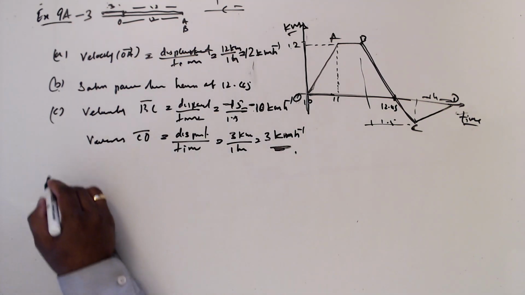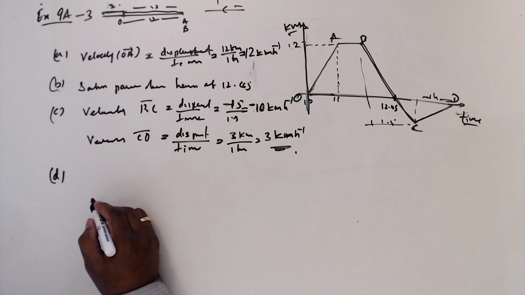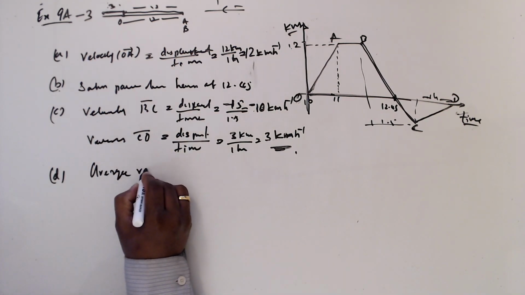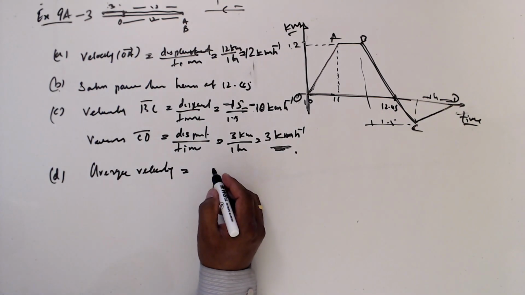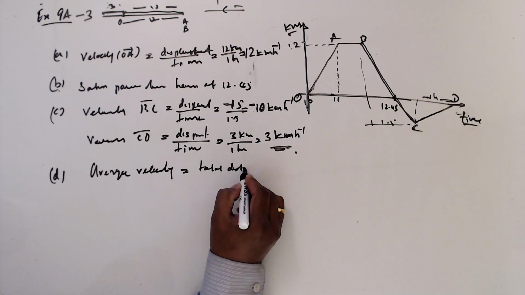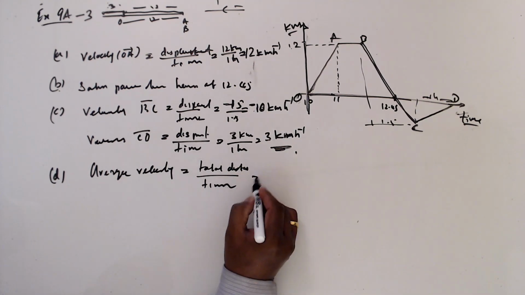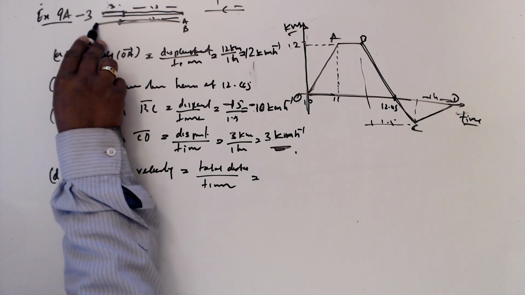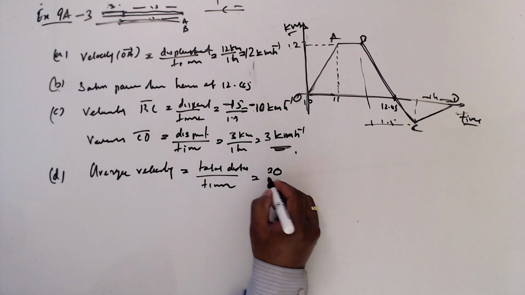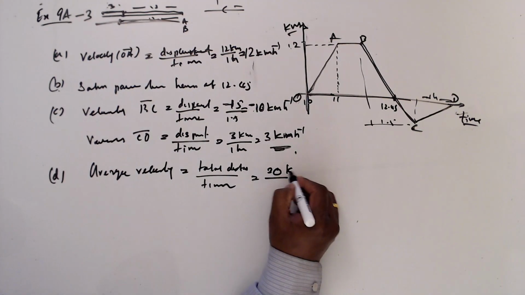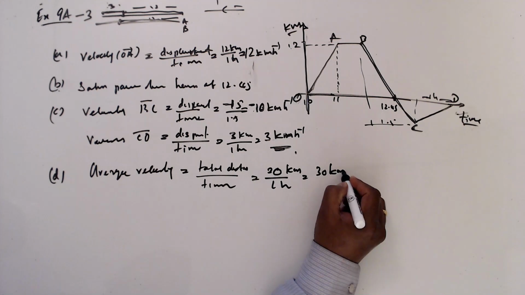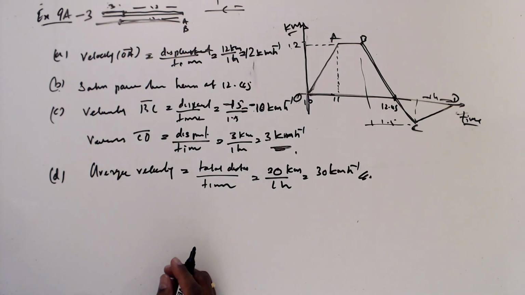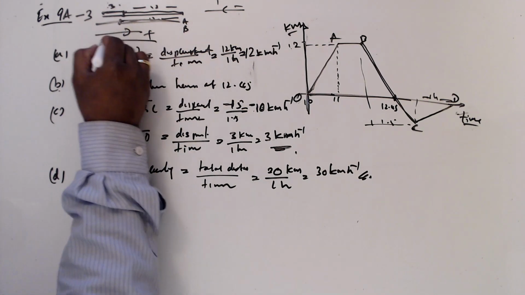And part D, work out the average velocity for the whole journey. So average speed is total distance divided by time. So start from here, 12, 12, 24 plus 3, 27 plus come here 30. So 30 kilometer divided by 30, kmh minus 1. This side is positive and the opposite direction is negative.